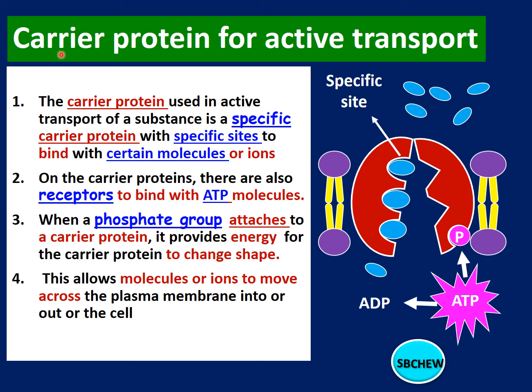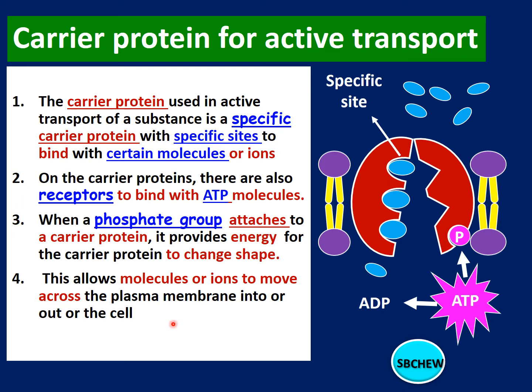Let's discuss the carrier protein that's used for active transport. A carrier protein used in active transport of substances is a specific carrier protein with specific sites to bind with specific molecules. It's very specific. And on the carrier proteins, there are receptors also to bind with the ATP molecules.